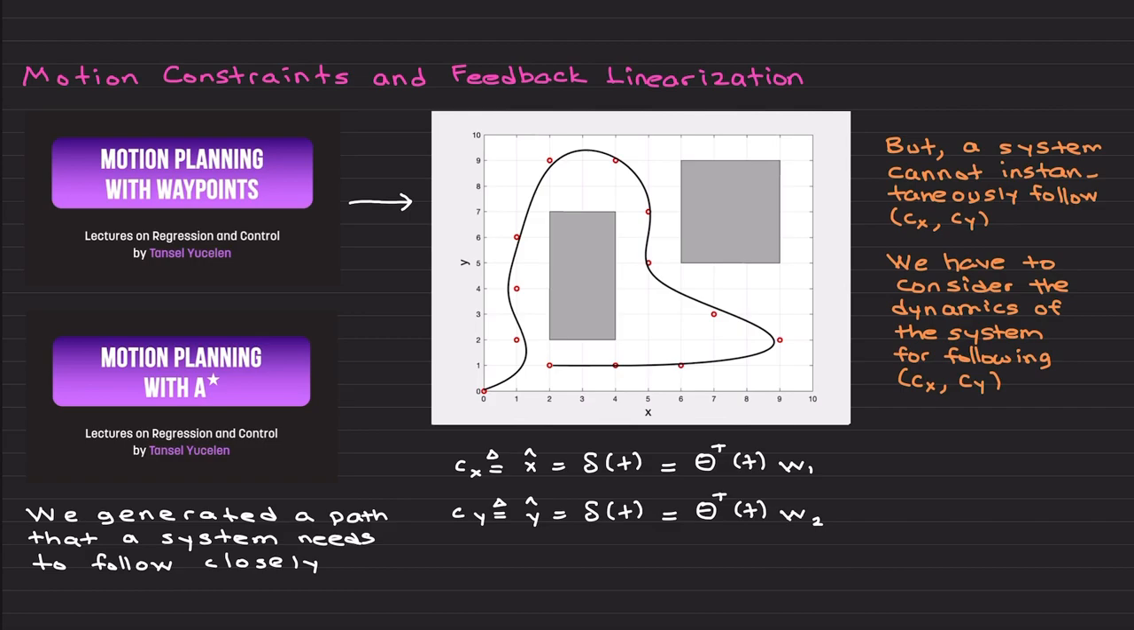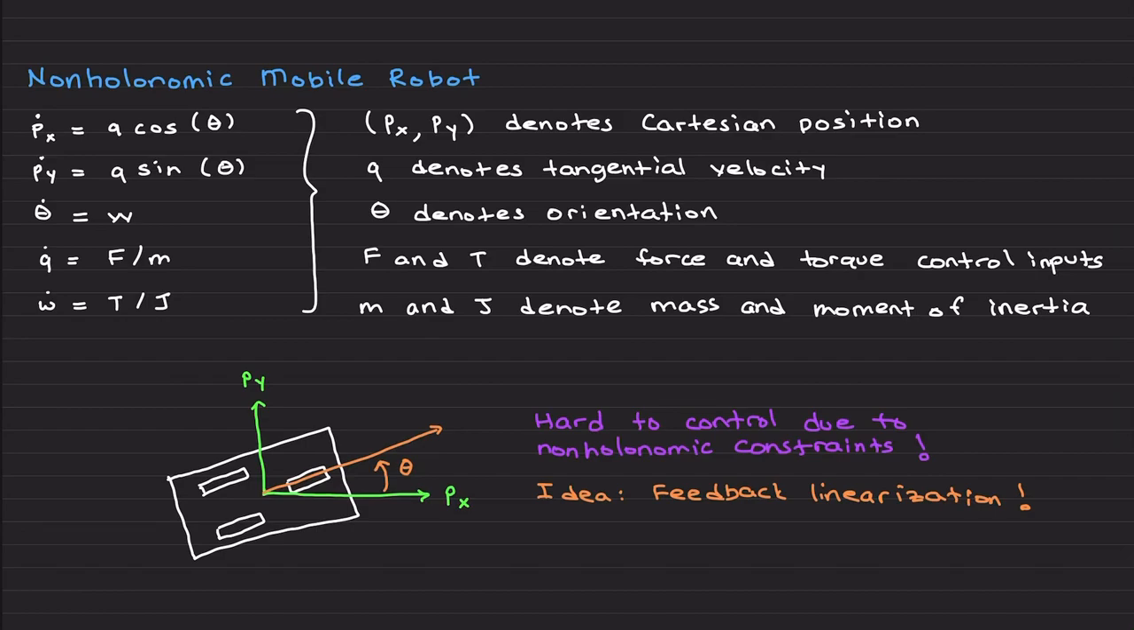This is due to the fact that we have dynamics. Think about your car. You hit the gas pedal, let's say to reach 60 miles per hour. It takes some seconds to reach that applied command. So your system has dynamics, and we need to consider the dynamics of the system for following the generated path, in this case CX and CY. In this video I would like to talk about how we can do that, and our friend will be feedback linearization. So let's jump to the material.